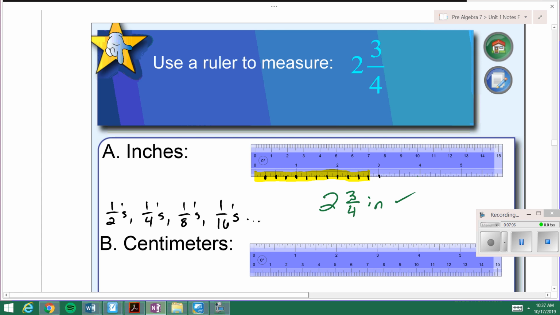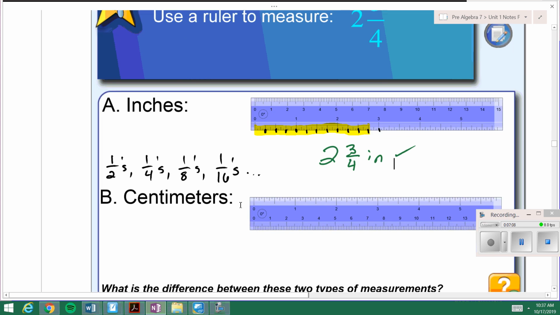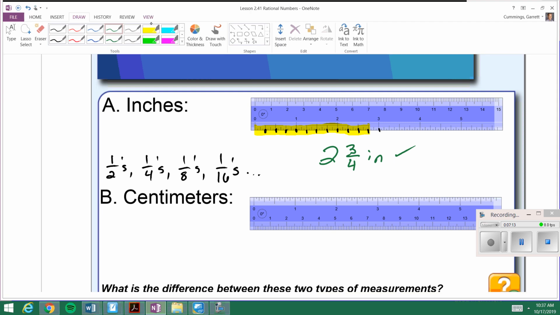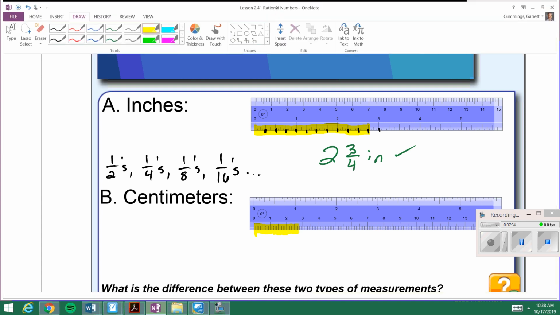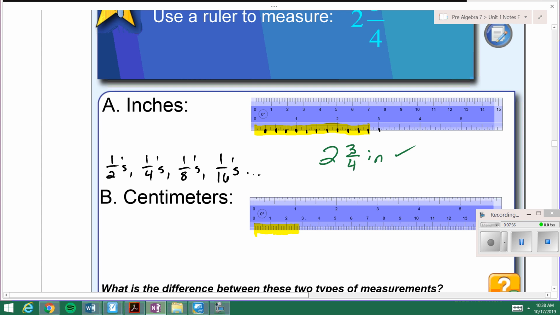Okay? Let me try to do the same thing for centimeters. And centimeters, if you notice, is the metric system, and it's smaller. Okay? So let me get my highlighter out again. There's 1, there's 2, and then, where are the quarter marks on this? And I've run into a bit of a conundrum. I can estimate where about 2 3/4 would be, somewhere around there.